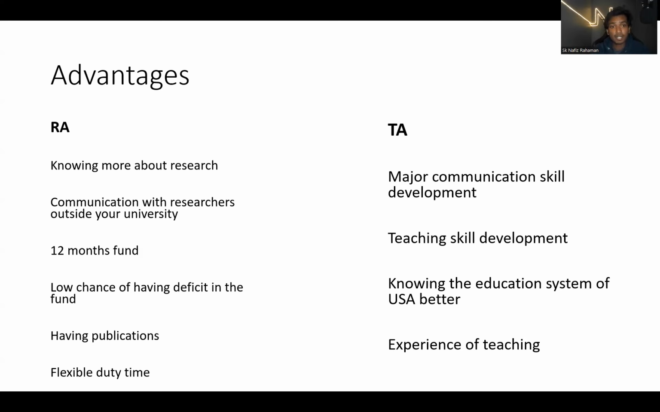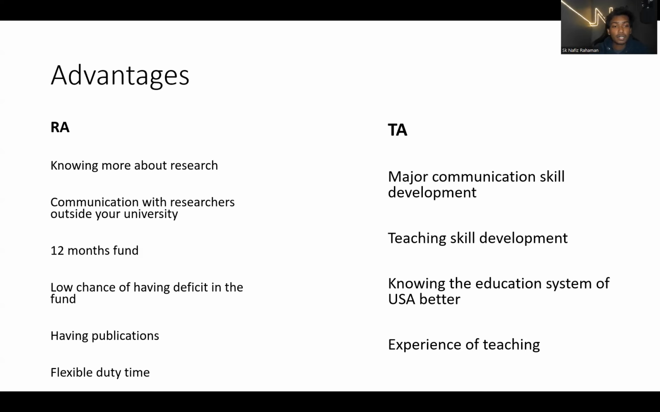And it's a 12-month fund, which is really great. Unlike TAs, it's a 12-month fund. So if you are an RA, you don't have to worry about the 3 months of summer that the TAs need to apply for research assistantship. That's one of the major advantages of becoming a research assistant. And also, there is a low chance of having a deficit in the fund. I am going to talk about deficit and surplus later in this video.